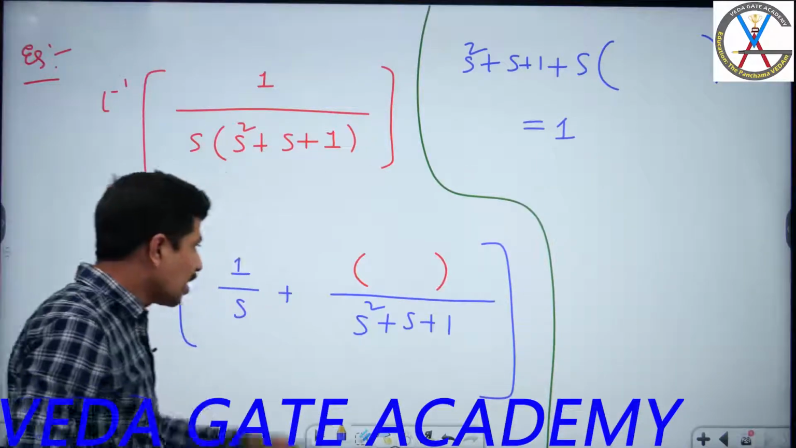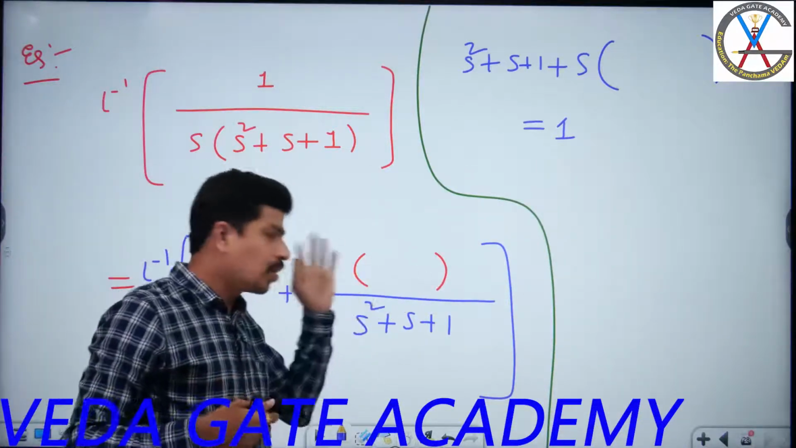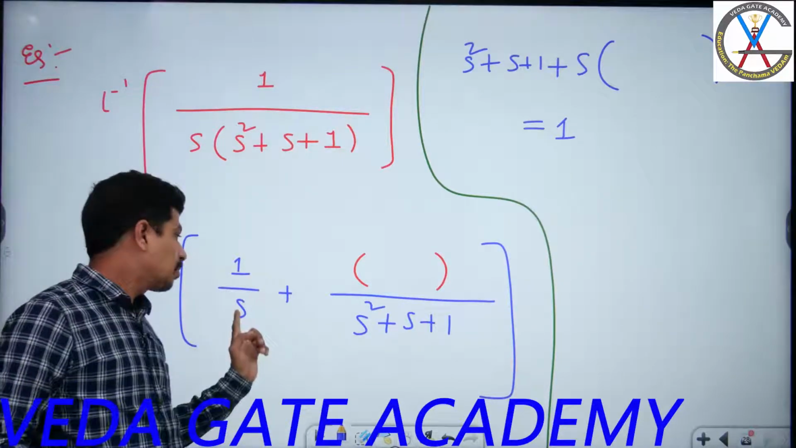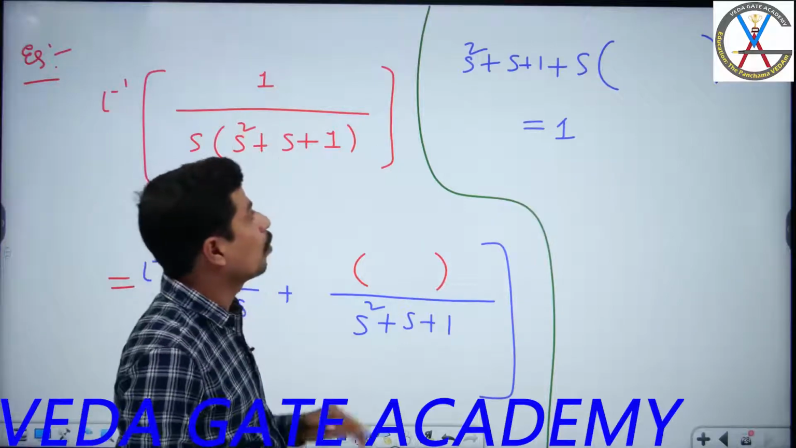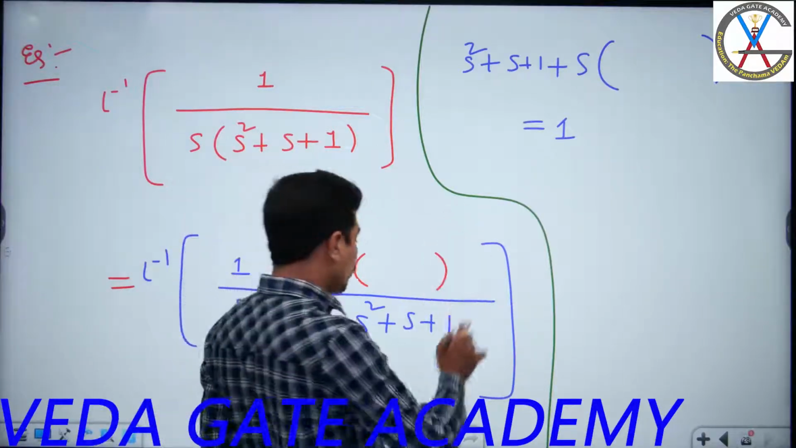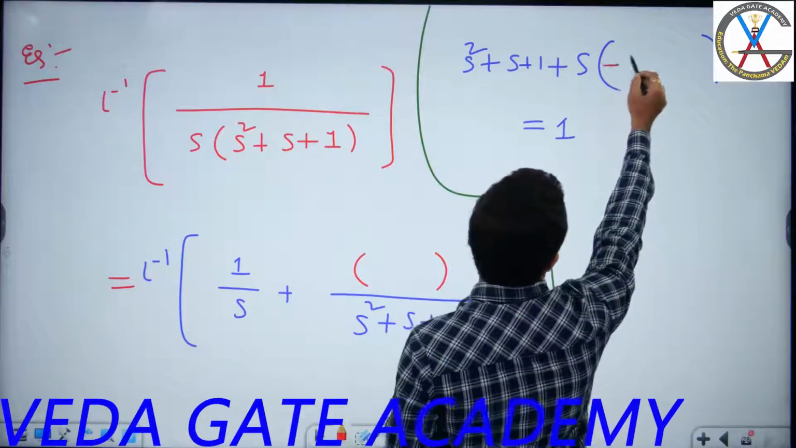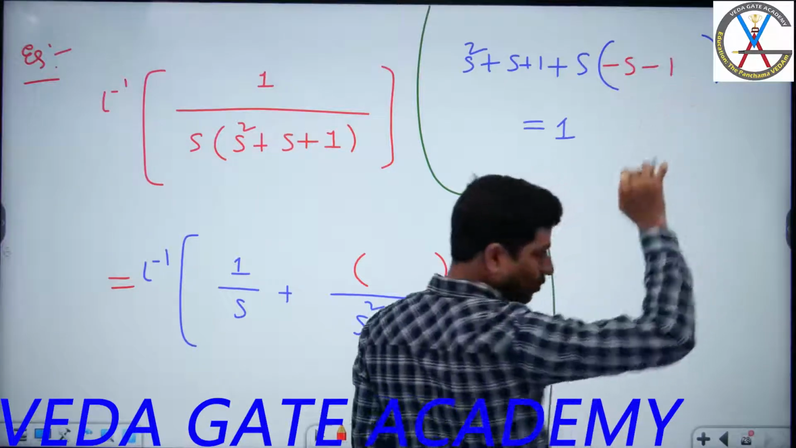I am assuming that something is there over here. I don't know what that value is. I have to find that value. This into this plus this into this equals that numerator 1. Now, for this to be equal to 1, what should I have here? Minus s and minus 1.